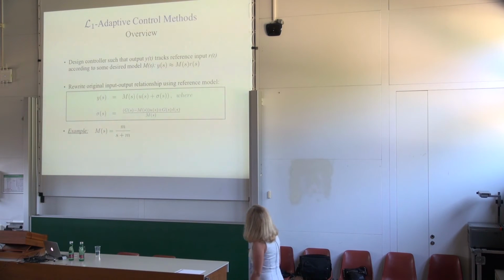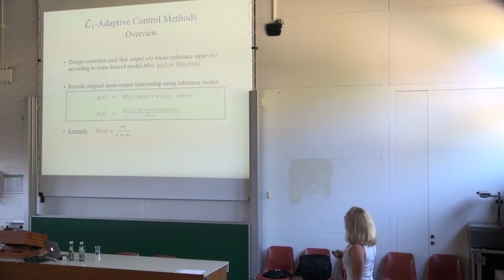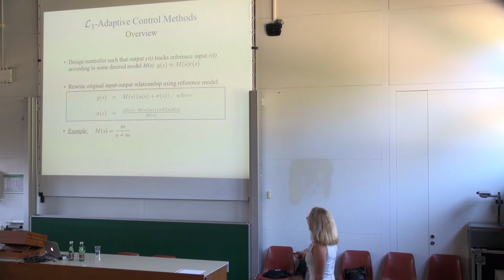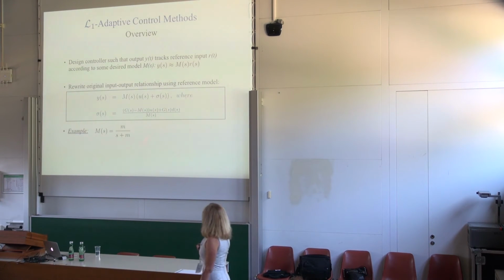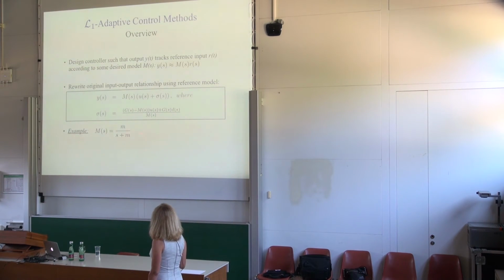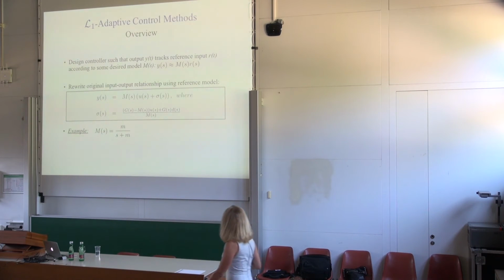Okay. And as an example, throughout this discussion, I'm going to assume that we have a SISO problem, just to make it a little more straightforward, and that we have this simple first-order model for our system, just a first-order low-pass system.